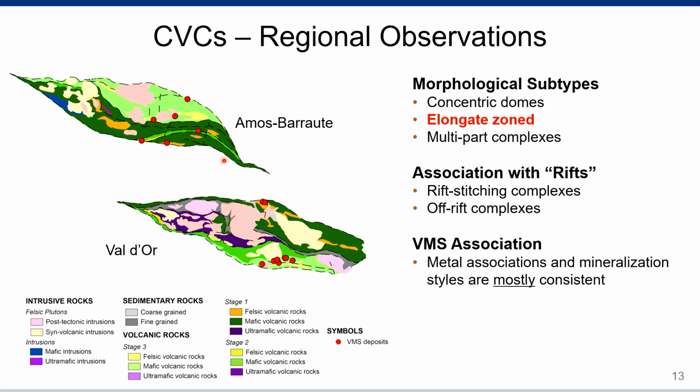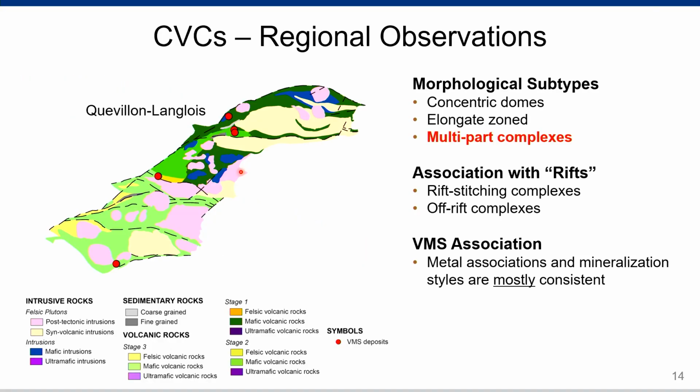The second type are elongate zoned, and these are where one side of the complex represents one stage of growth and the other side of the complex represents the other. Now, these areas here, Valdor and Amos, are both heavily deformed, so there's some question as to whether or not this pattern is entirely structural or perhaps has some volcanic inheritance to it.